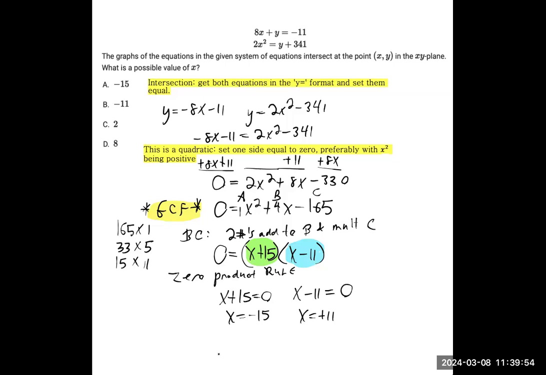So we just figured out that these two equations intersect when x is negative 15 and when it's 11. They're asking us for a possible value of x, and the one we got is negative 15 because the sign matches, and that's our answer.